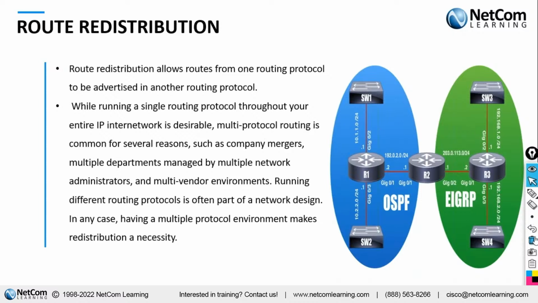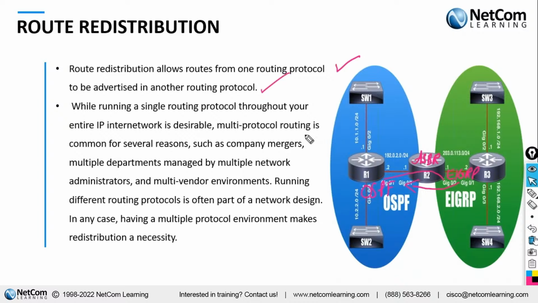So this is the ASBR, and this router basically translates our OSPF routes into EIGRP, and then EIGRP routes into OSPF, okay? This process is called route redistribution. Route redistribution allows routes from one routing protocol to be advertised in another routing protocol. That's what we talk about.